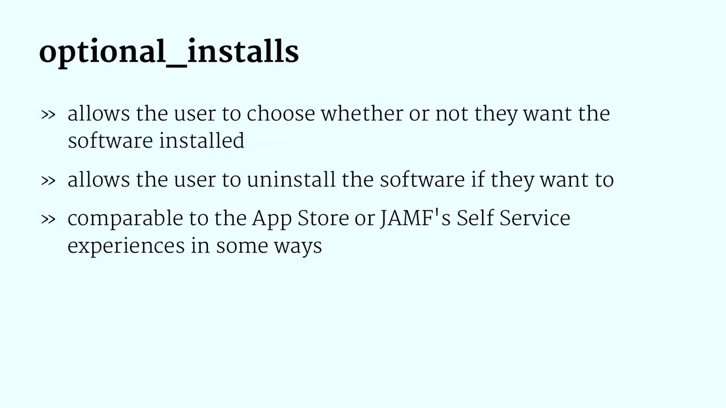Optional installs is the fourth group. This is that big long list of software on the first page. So this is letting the users self-serve things. So you can set that on a manifest and say, yes, you're allowed to install this. No, you're not allowed to install that. And again, comparable to the App Store or Jamf's self-service. This can be really, really big.